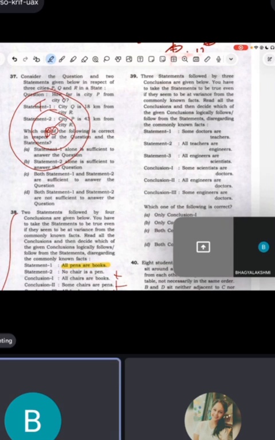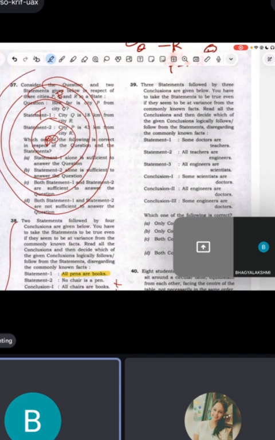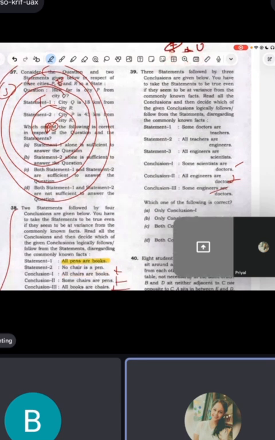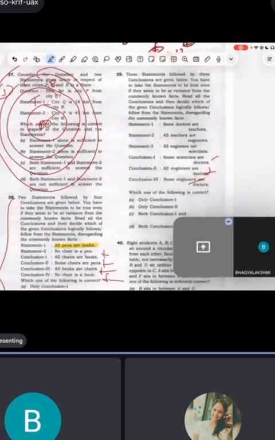Some scientists are doctors. All engineers are doctors. No, some engineers are doctors. All teachers are engineers. All engineers are scientists. Tell me, what is the answer?